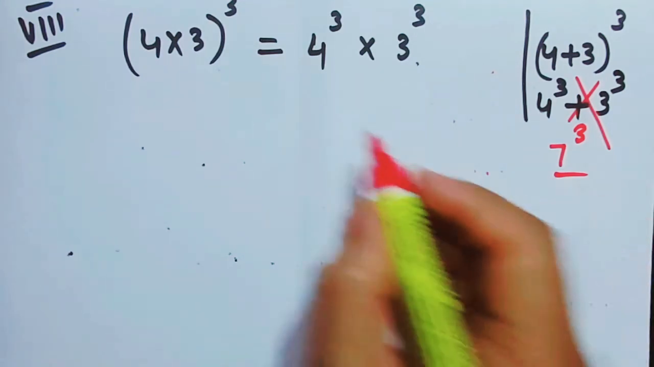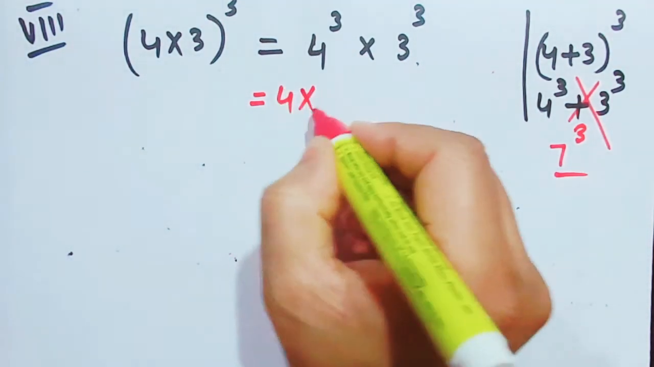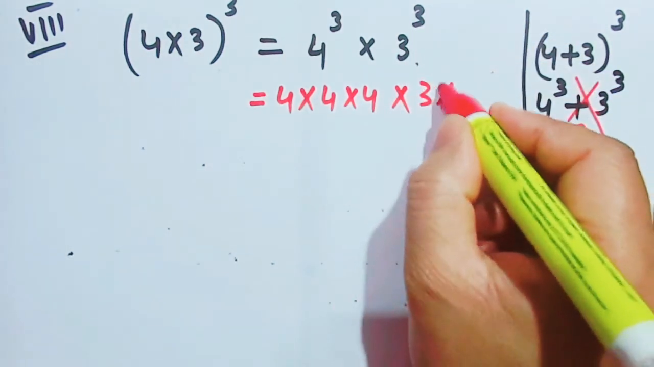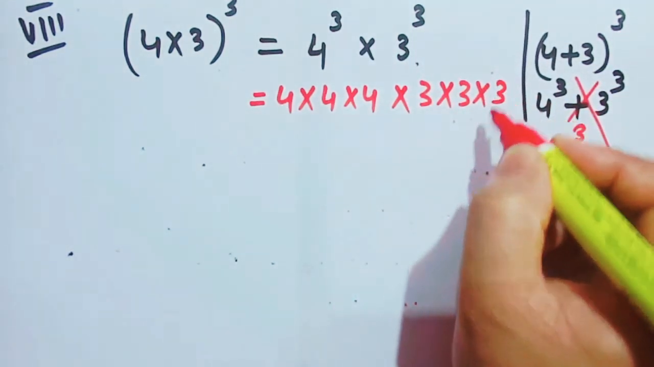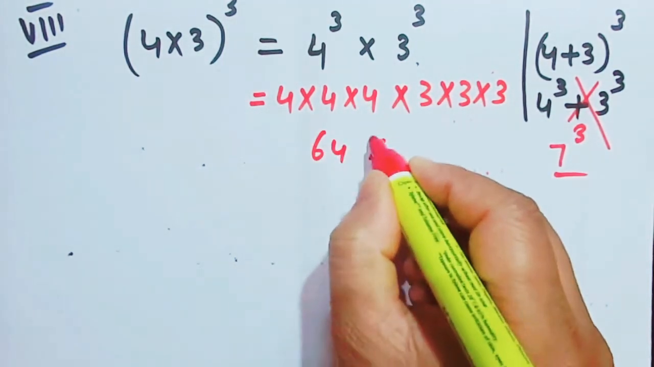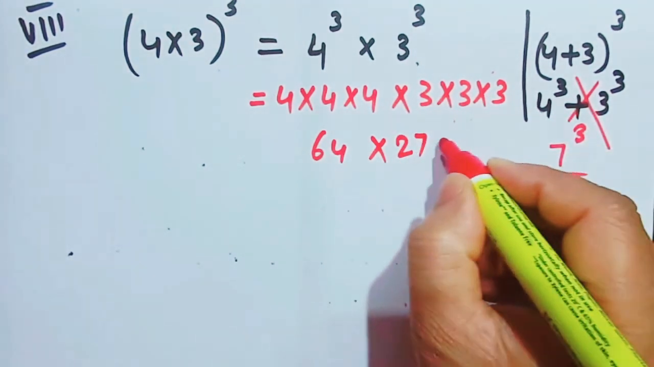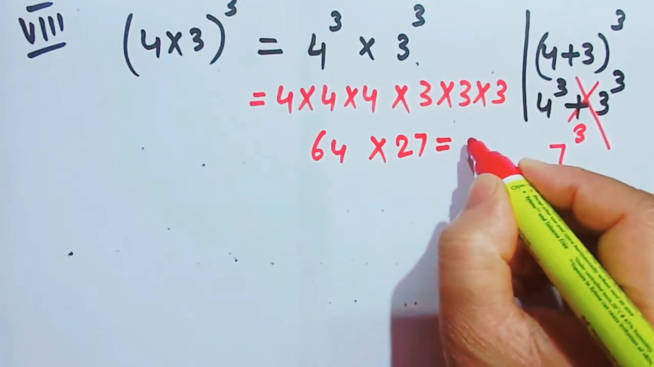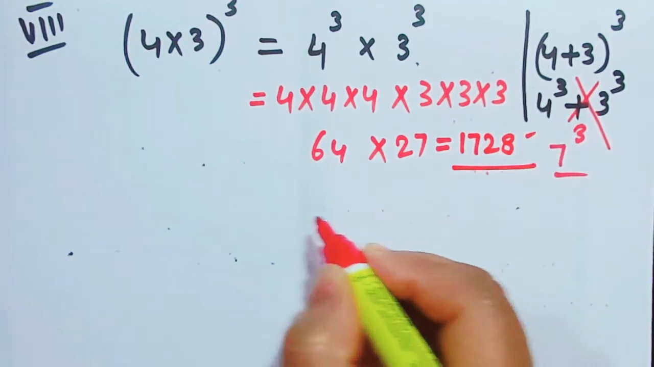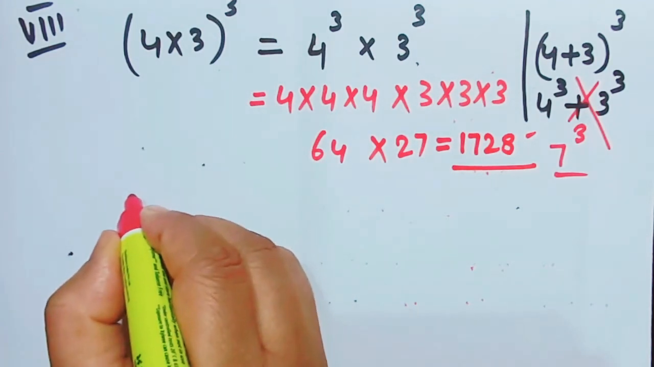Okay? So let us see. Now my same sum became 4 into 4 into 4 into 3 into 3 into 3. Now 4 times 4 times 4 will be 64, while 3 times 3 times 3 will be 27. So you are going to get a value 1728. Simple multiplication.